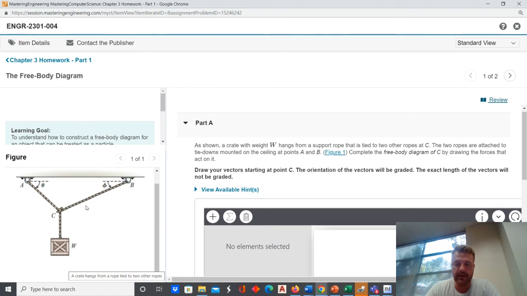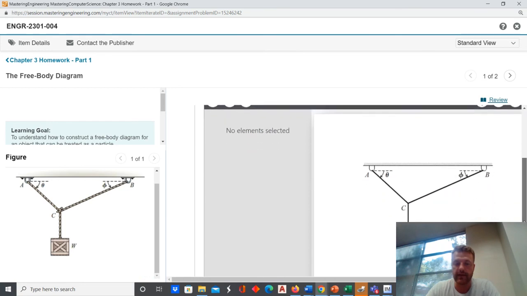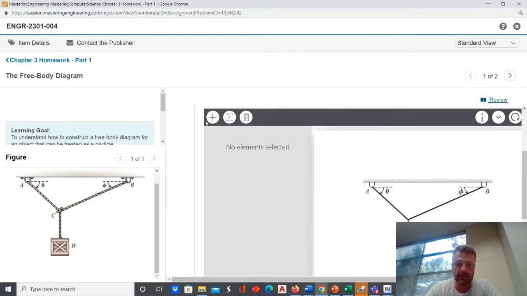And we want to draw the free body diagram of C by drawing the forces that act upon it. So we're looking here at this knot, and we're curious, can we draw a free body diagram? The way that this software works is you hit the plus element to add an additional drawing component to your free body diagram.